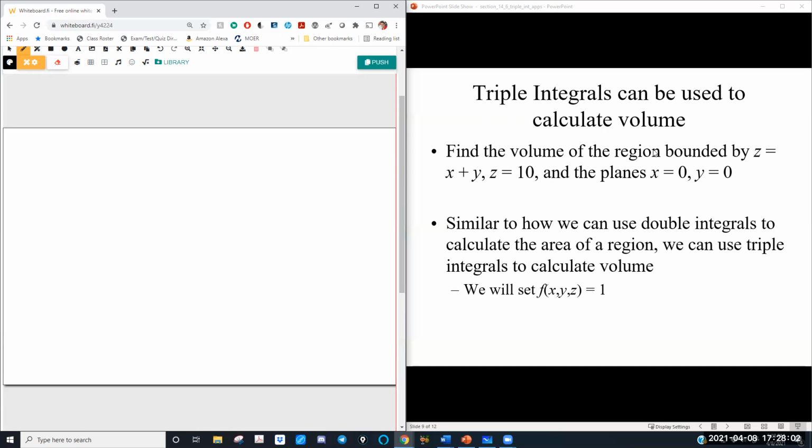All right, so here's one. Find the volume of the region bounded by z equals x plus y, z equals 10, and the planes x equals 0 and y equals 0. All right, so I have already put this one into Calc Plot. So let's bring that over.